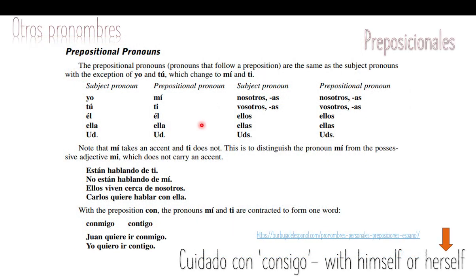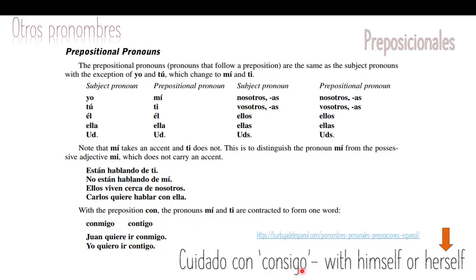So with prepositions, we normally use the subject pronouns, except for me and ti. So as you know, we say a mí, a ti, a él, a ella, a usted, a nosotros, a vosotros, a ellas, a ustedes, okay? So you can see it in the sentences here. Están hablando de ti, no están hablando de mí, viven cerca de nosotros, Carlos quiere hablar con ella.